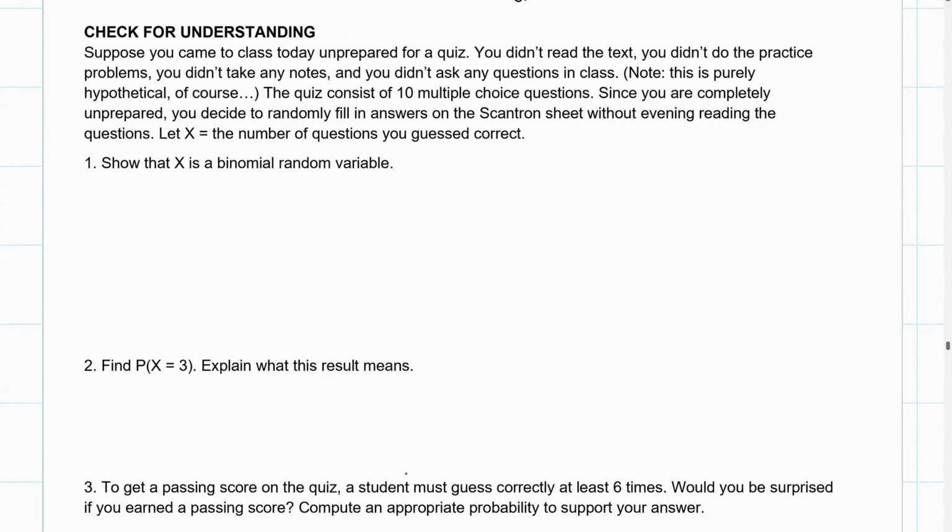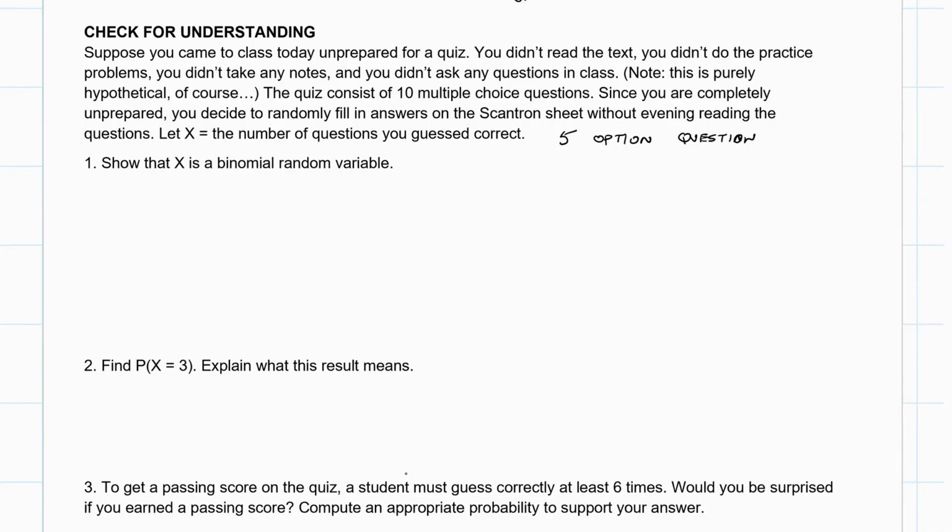Okay, check for understanding. Suppose you came into class today unprepared for a quiz. You didn't read the text, you didn't do the practice problems, you didn't take notes, and you didn't ask any questions in class. And of course, this is strictly hypothetical. The quiz consists of 10 multiple choice questions. Since you're completely unprepared, you decide to just randomly fill in the answers on the bubble sheet without even reading the questions. Let's say X is the number of questions you get right. By the way, this is our typical exam for our class, which has 5 options for a multiple choice question.